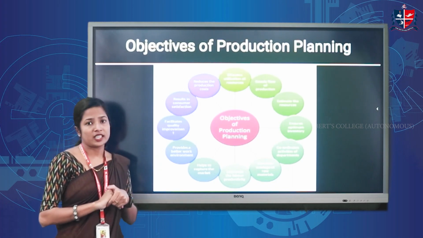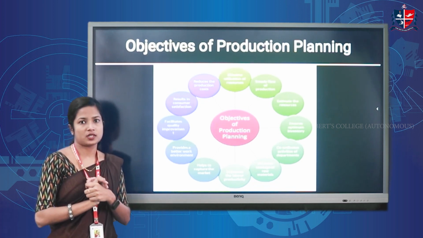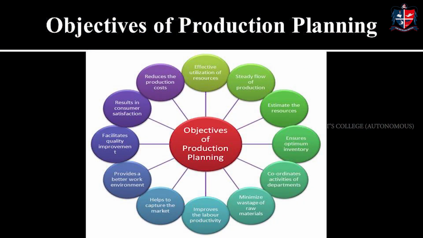By the planning, we are aiming for maximum utilization of resources. Second one is the steady flow of production. It means the smooth flow of production without any breakages or breakdowns. And the third one is to estimate resources. We need to estimate what all materials or equipments we need for that production. Next one is that it ensures optimum inventory. That means managing the inventory in our company.